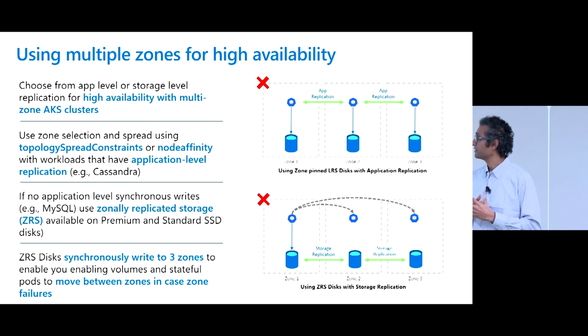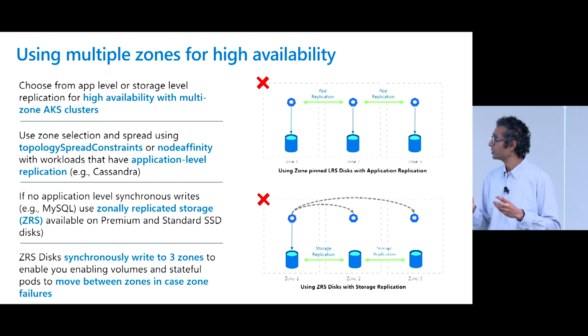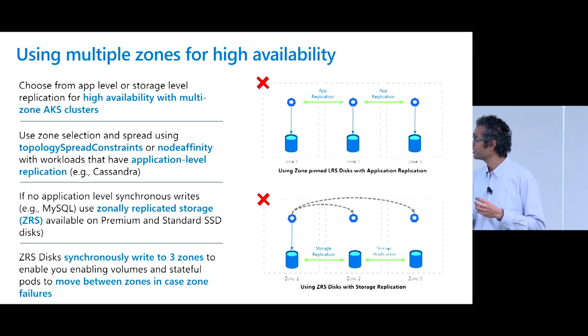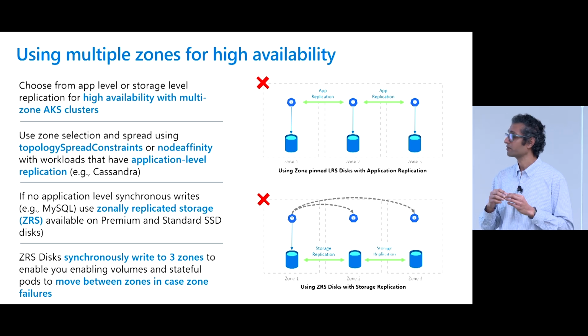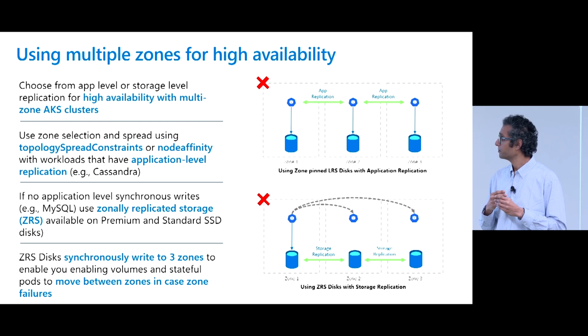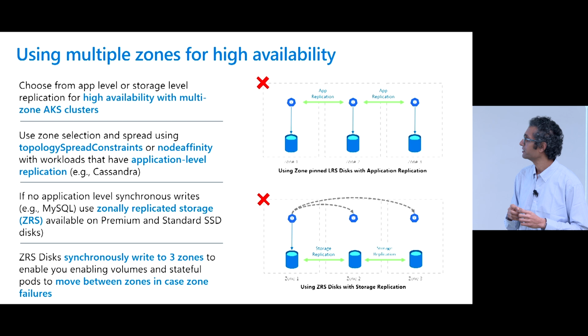For multiple zones for high availability, when dealing with AKS clusters you have the concept of zone selection with topology spread constraints and node affinity, which brings about application level replication. There is also zonal replication with ZRS, which I think Shekhar covered a little bit. That's important because it helps you write across the three availability zones, so you can always move zones in case there are zonal level failures.